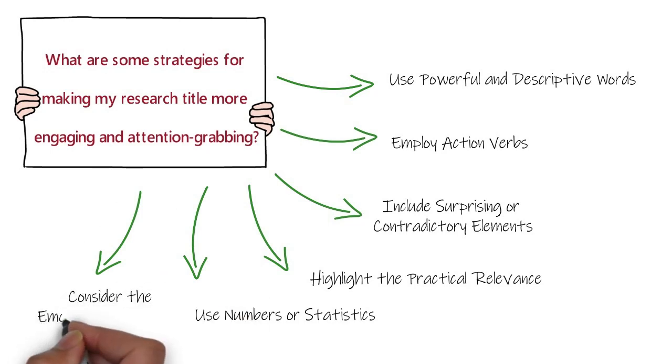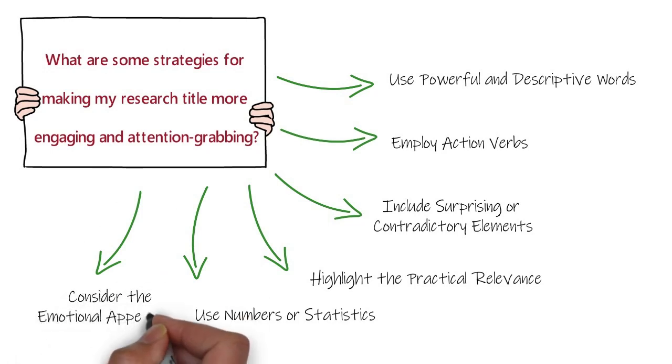Consider the emotional appeal. Tap into the emotional aspect of your research topic, if applicable, to make your title more relatable and engaging. Appeal to readers' emotions by highlighting the potential impact on individuals, society, or specific groups. This can create a personal connection and draw readers in.